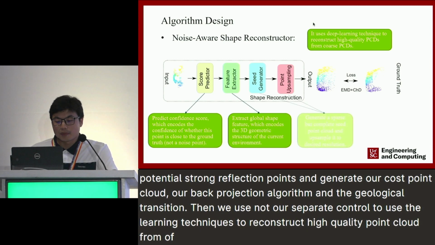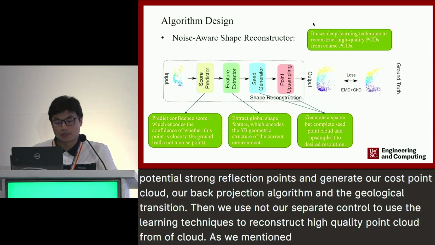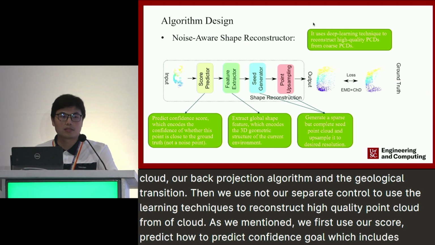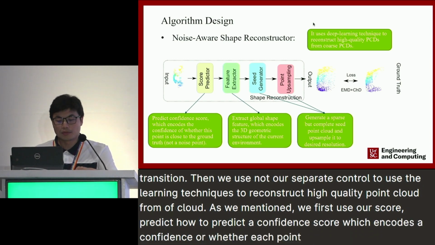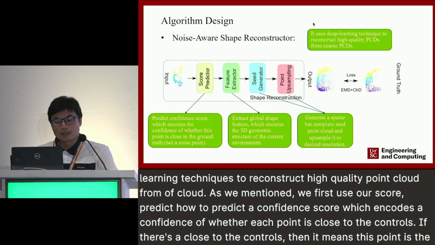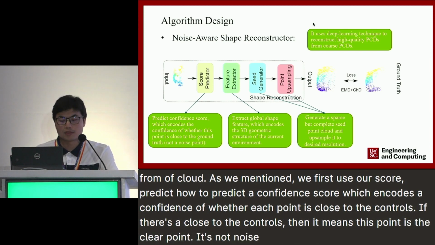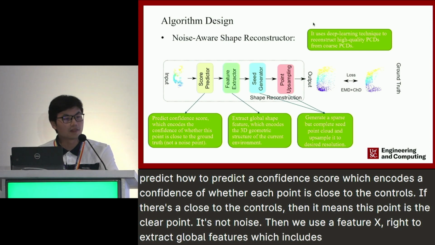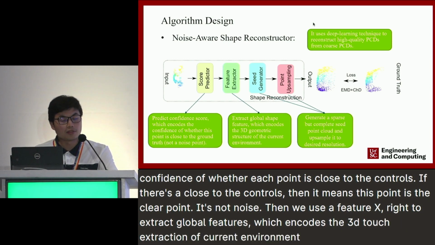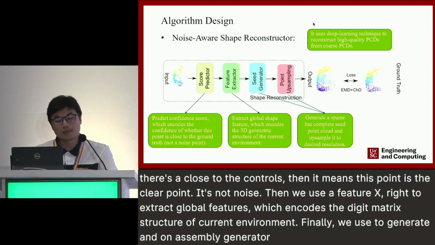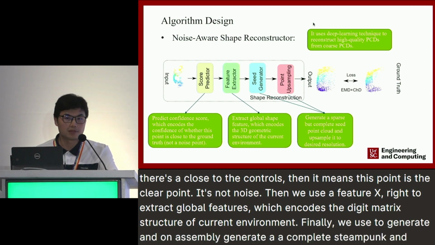As we mentioned, we first use a score predictor to predict a confidence score, which encodes the confidence of whether each point is close to the ground truth. If it is close to the ground truth, then this point is a clear point and it's not noise. Then we use a feature extractor to extract global shape features, which encode the 3D geometric structure of the current environment. Finally, we use a seed generator and point upsampling to generate a complete seed point cloud and upsample it to the desired resolution.